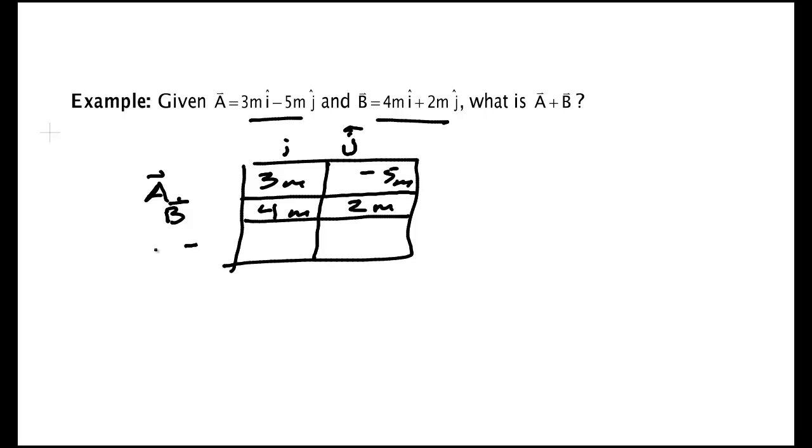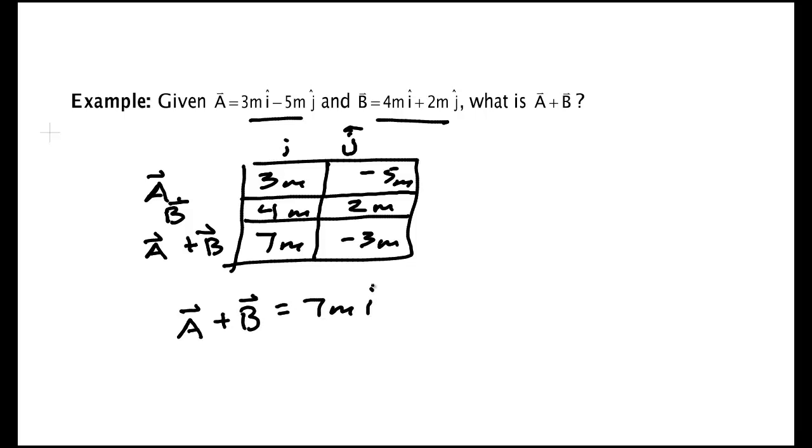And then they say A plus B. And they say, well, you just add this column. 3 plus 4 is 7 meters. Minus 5 plus 2 is minus 3 meters. A plus B is 7 meters I hat minus 3 meters J hat.